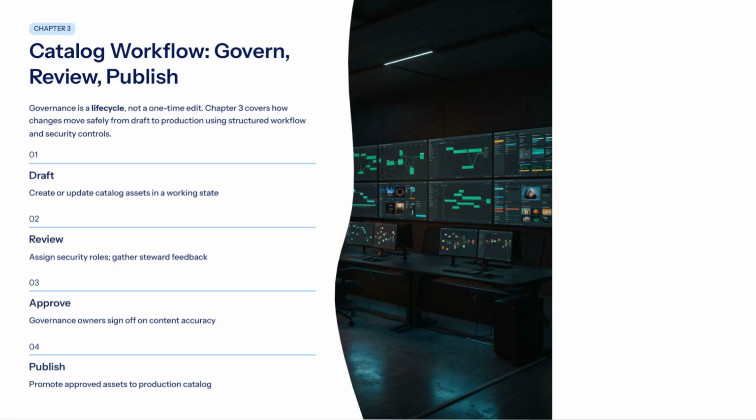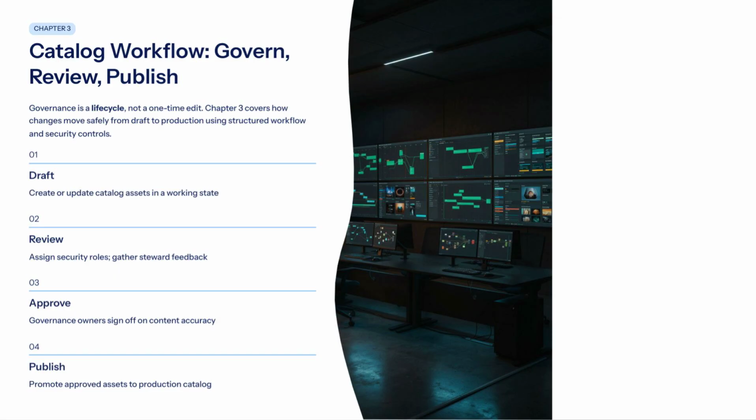The approval stage is where governance owners verify the accuracy of the content. They review the asset for any errors or inconsistencies and confirm that it meets the required standards. Once the asset has passed the approval stage, it moves on to the publish stage. In this final stage, approved assets are promoted to production catalogs.